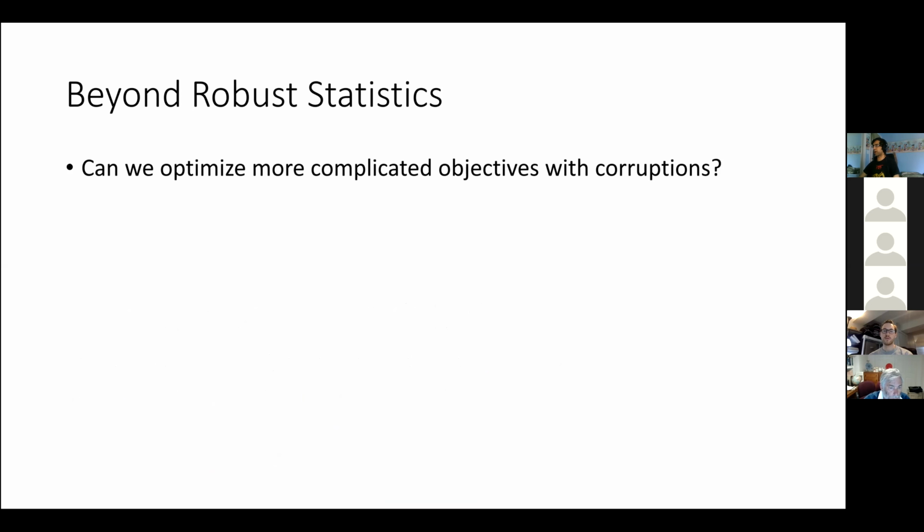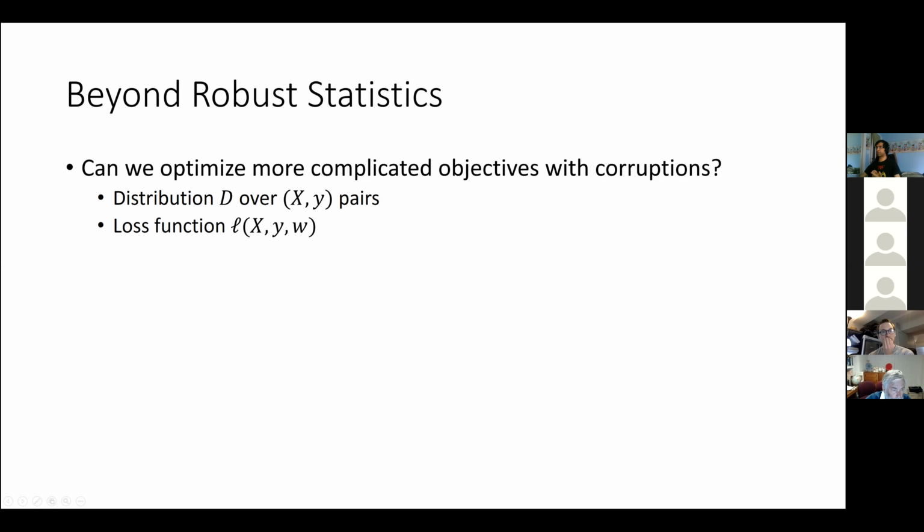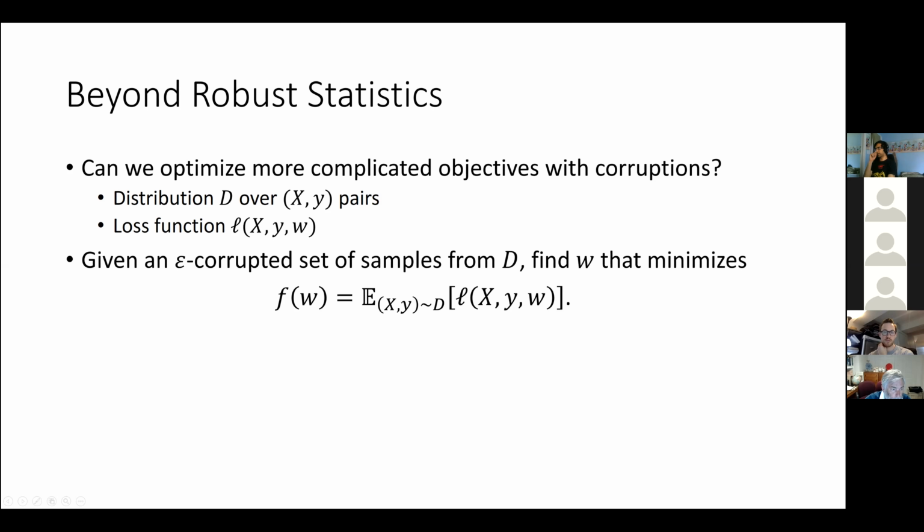We're going to look at robust stochastic optimization, which is essentially a formalization of asking whether we can do supervised learning. More formally, we have a distribution D over input (x, y) pairs, where x are the data points and y are the labels. There's a loss function that takes in a point, its label, and a parameter vector w. Given an epsilon-corrupted set of samples from the data distribution, we want to find a parameter vector w which minimizes the expected loss.